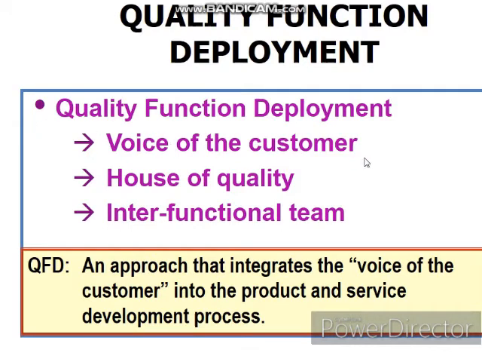So again, QFD has three main pillars: voice of the customer, house of quality, and interfunctional team. We have talked a lot about voice of the customer. We have talked a bit about the interfunctional team. We're going to cover this in one chapter called concurrent engineering or quality design. And now we're going to focus on the house of quality, which is actually the most important tool in QFD.